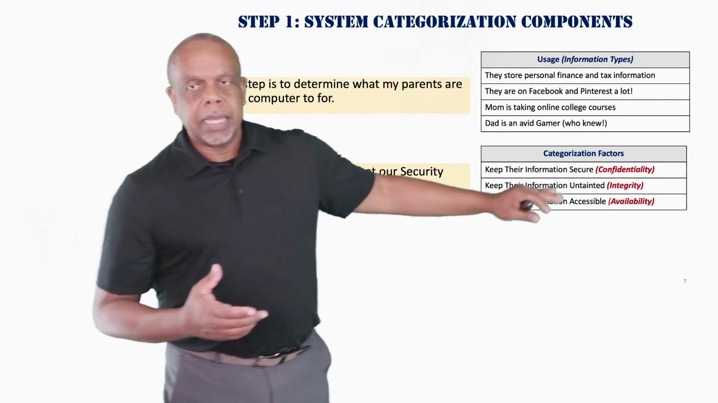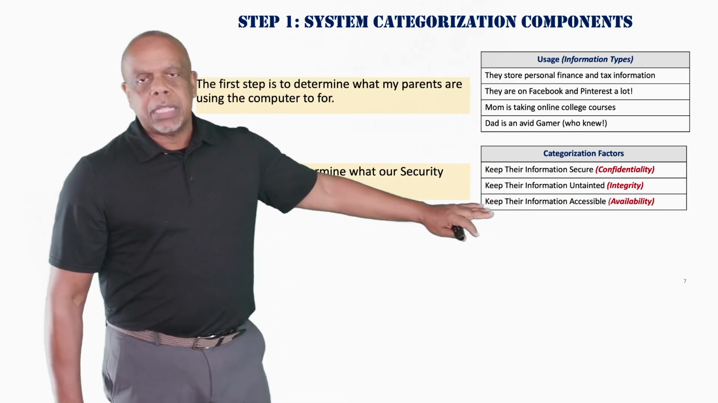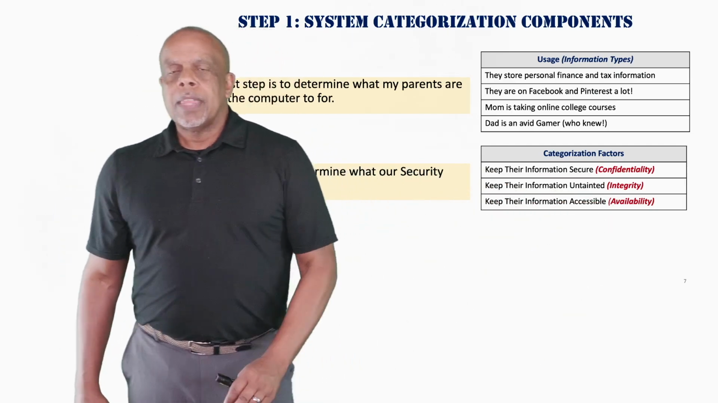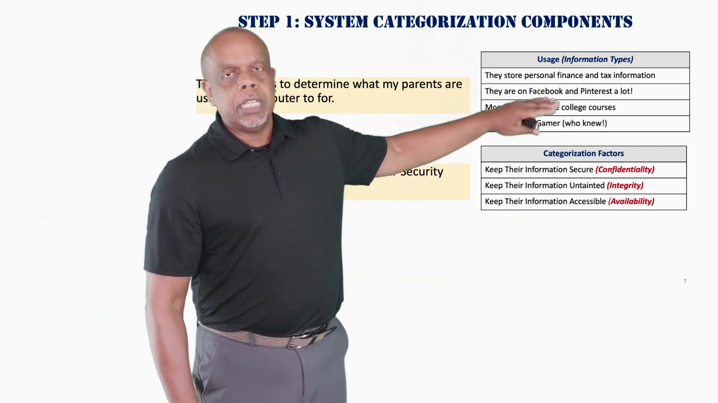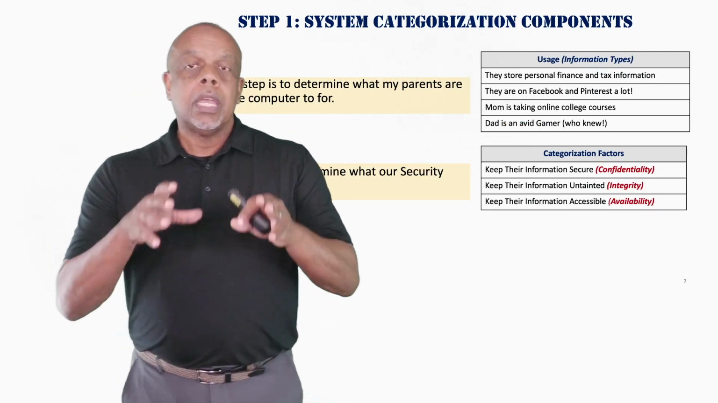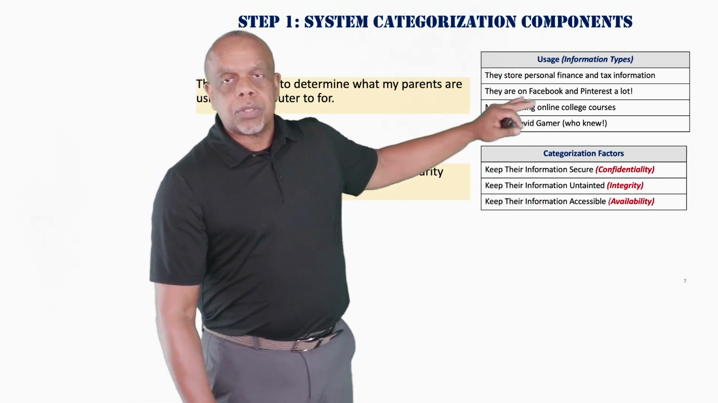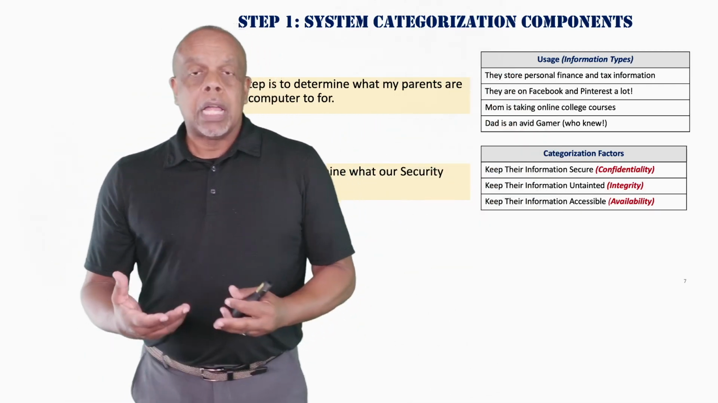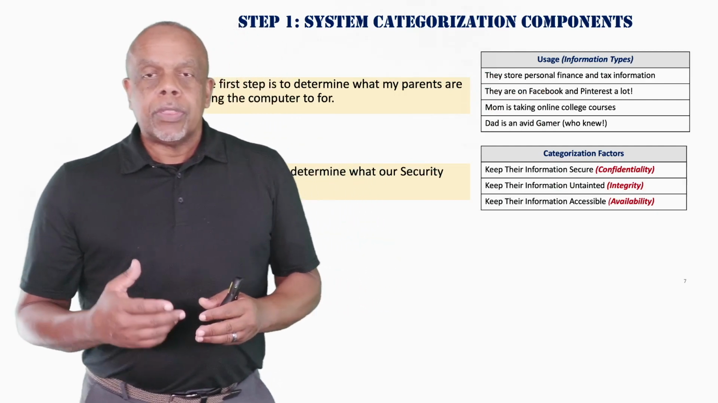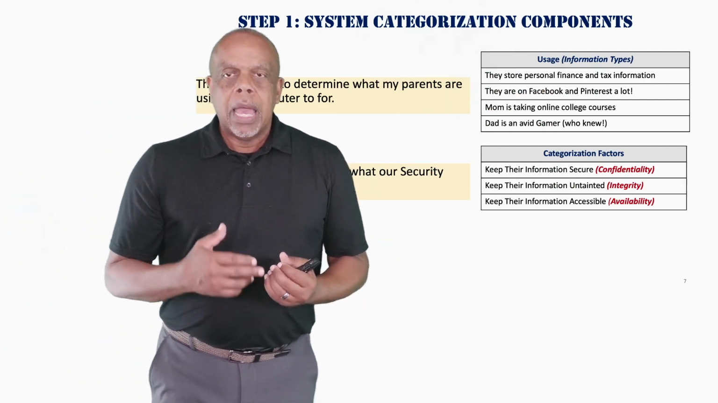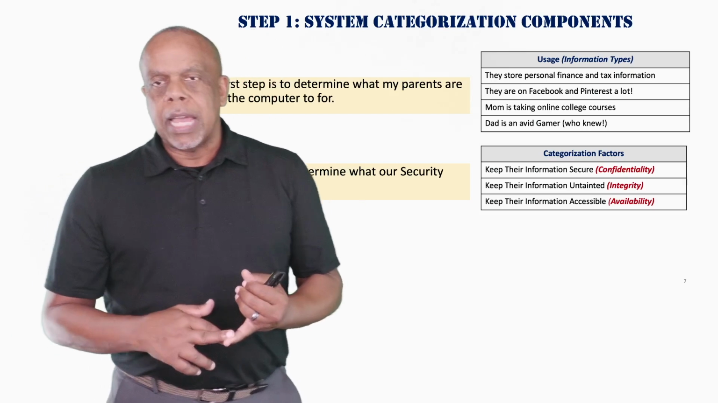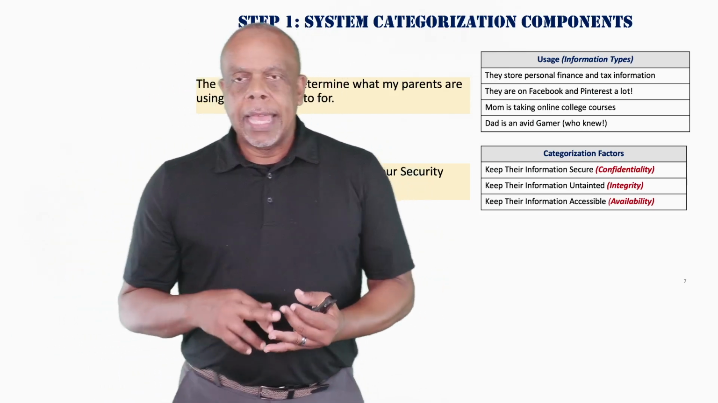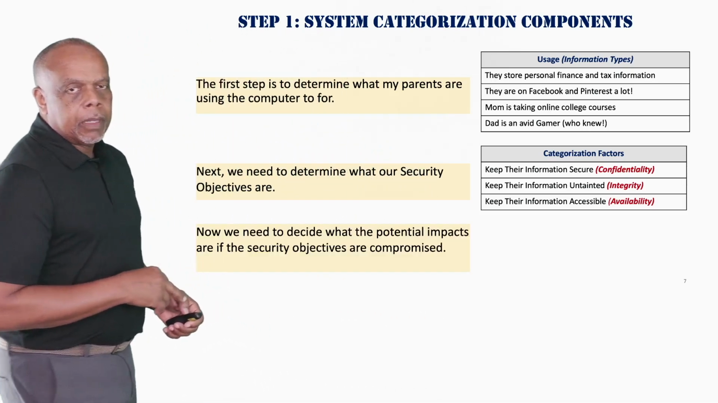So we need to maintain the integrity, and then we need to keep their information accessible. That's the availability, because they both need to be able to get online as well as get to their finance records and the college courses that my mom's taking, right? So those are my categorization factors, okay? I need to maintain confidentiality, integrity, and availability.